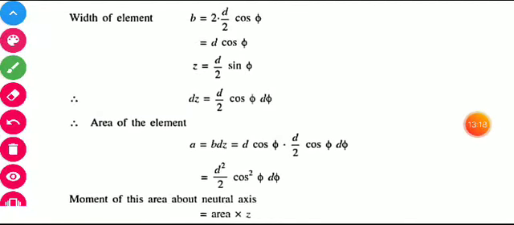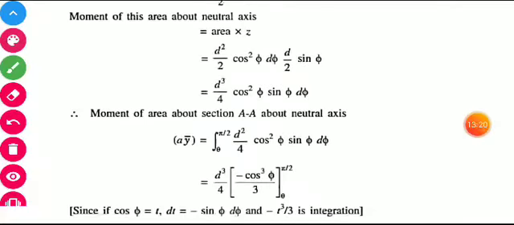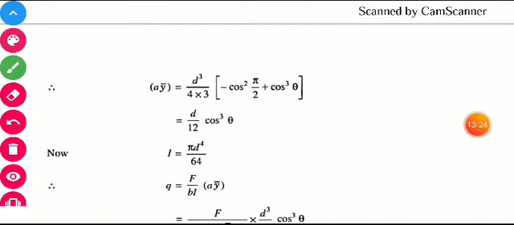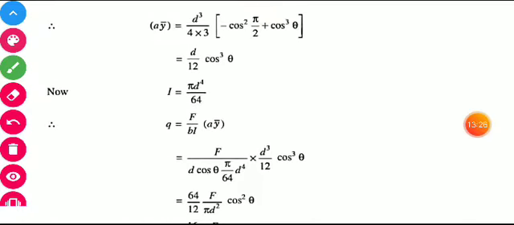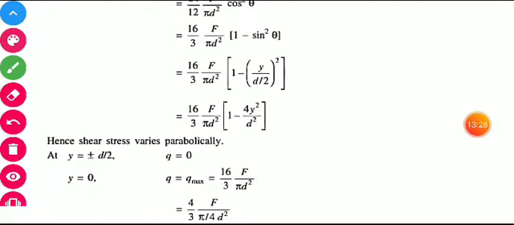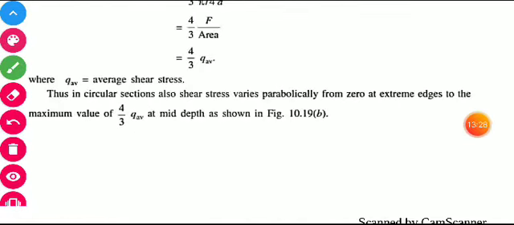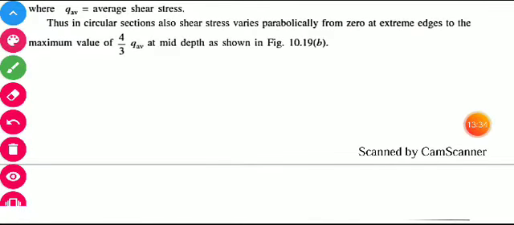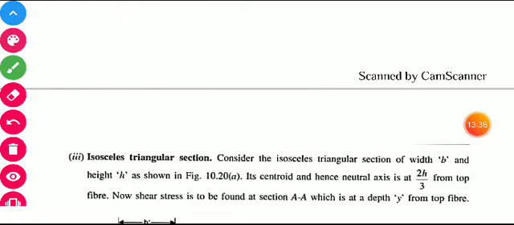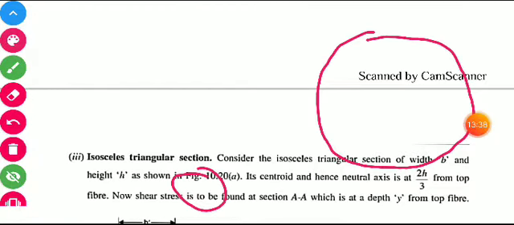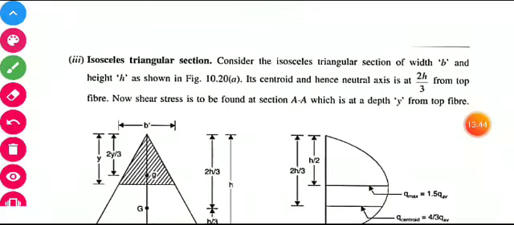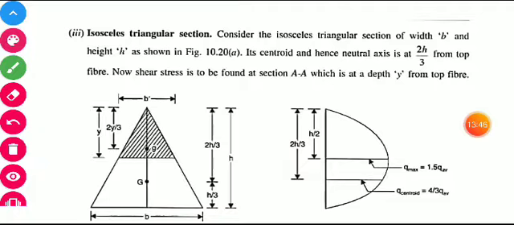So you just try to do this derivation. If anyone has a doubt, then ask me at any step, because your syllabus is very large, so I want to finish this portion of your syllabus as soon as possible. So you do some exercise at home. And the last one is the isosceles triangular section. So do the same thing here.